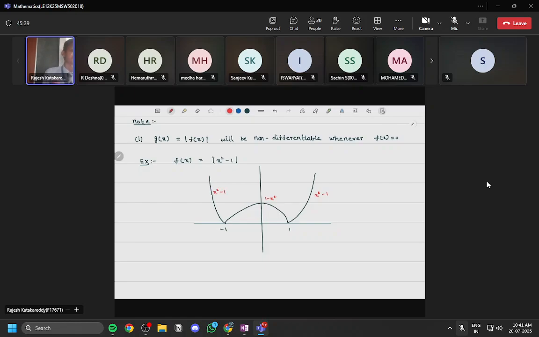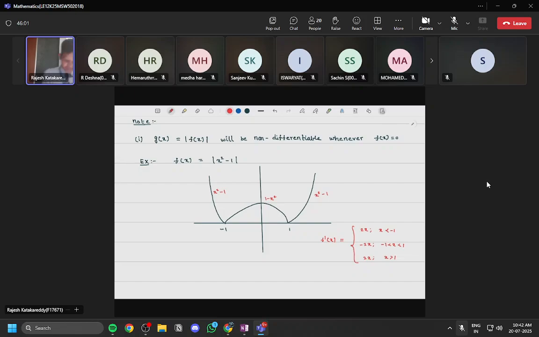This is actually the function. Clear? Now, if I find the derivative of this function, f dash of x, we'll get 2x when x is less than minus 1, minus 2x when minus 1 is less than x less than 1, and 2x again when x is greater than 1. Notice that at minus 1, left hand derivative is minus 2, and right hand derivative is plus 2. Again, same thing.